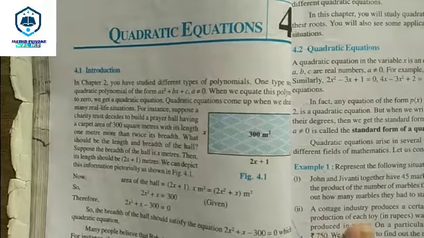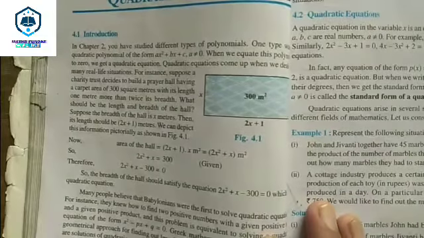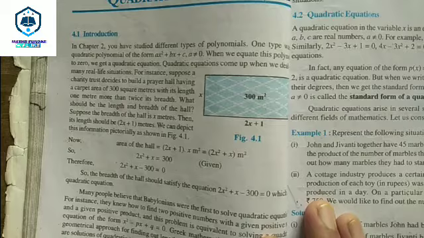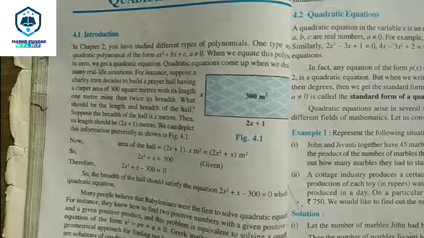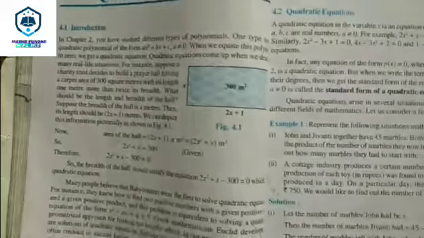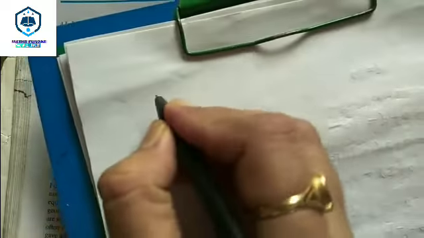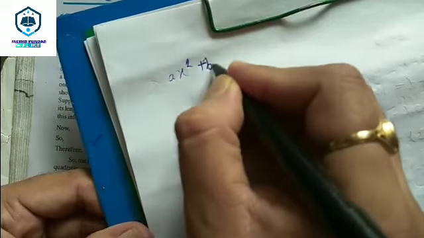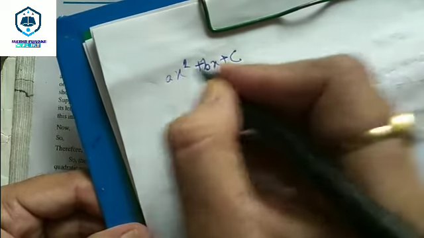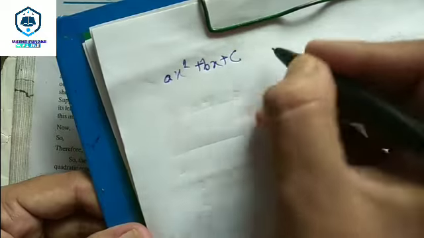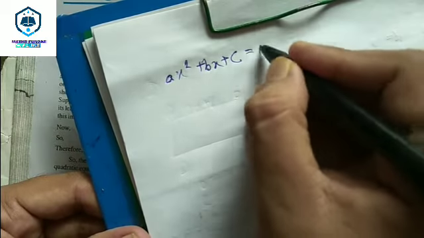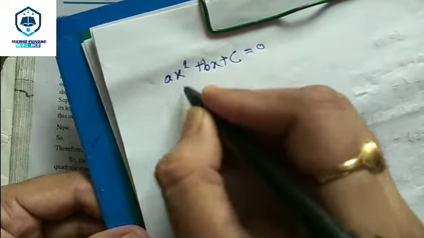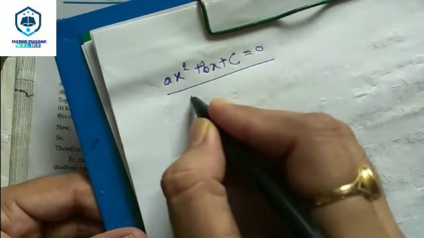Number 4, that is quadratic equations. Now, like in the previous chapter, we have studied the different types of polynomials. So one type of the quadratic polynomial is of the form ax square plus bx plus c. When this polynomial is equal to 0, this is known as a quadratic equation.